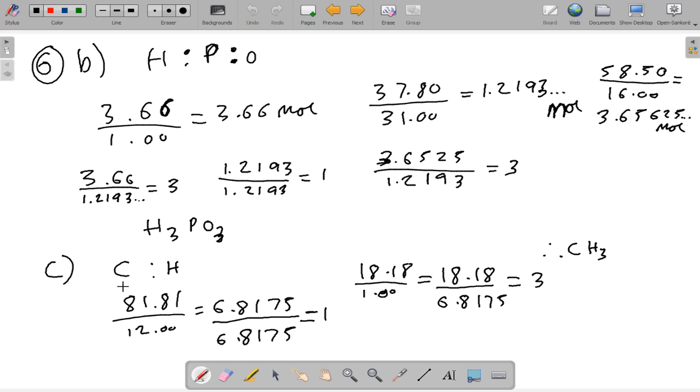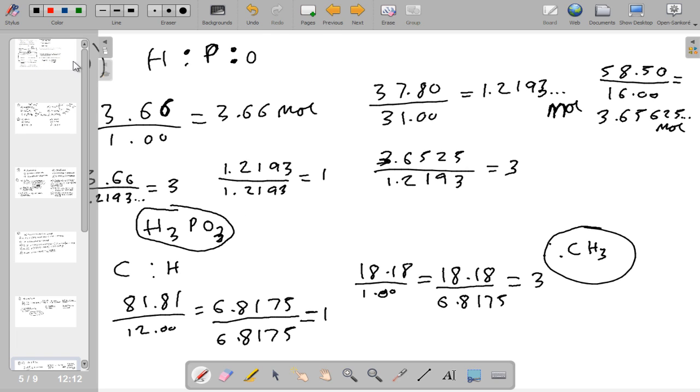And for 6C, carbon to hydrogen ratio, so we have 88.81 over 12, and that gives us 6.8175. Ignore this bit for now. And 18.8 over 1 is 18.8. So divided by the smallest, we have 1 to 3, so it's CH3. And that's H3PO3. And we move back to the questions now, and we go for some hydrated salt ones.